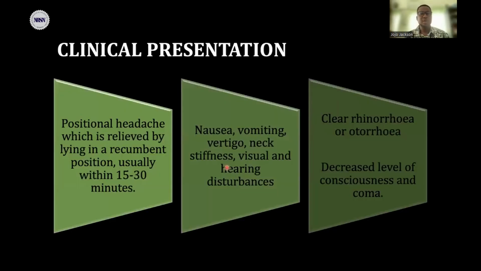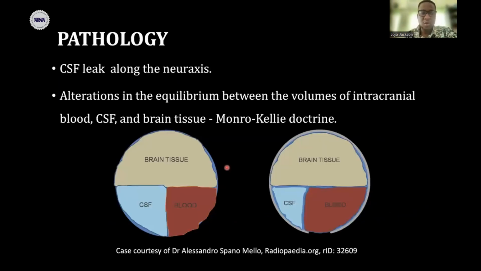intracranial hypotension. How do these patients present? Typically, you want to have pressure headaches or positional headaches. When the patient stands up, then he has severe headaches. Upon lying down for about 15 to 30 minutes, these headaches are relieved. They may also present with nausea, vomiting, may have vertigo, neck stiffness, and can have eye symptoms or hearing symptoms. If there are secondary causes, you can have clear rhinorrhea or otorrhea. Worst case scenario is decreased level of consciousness and coma.